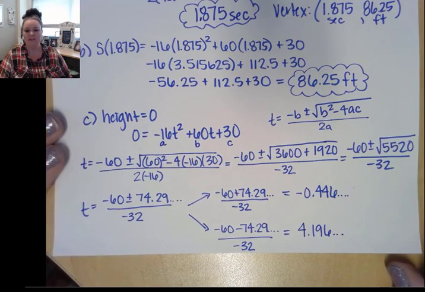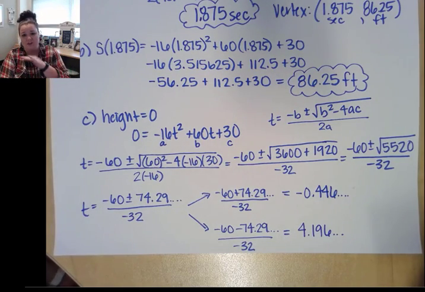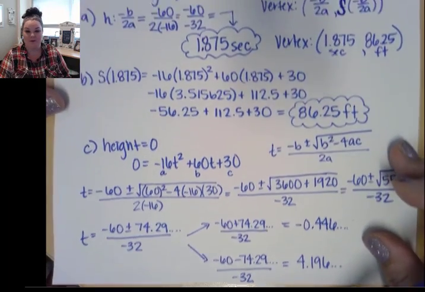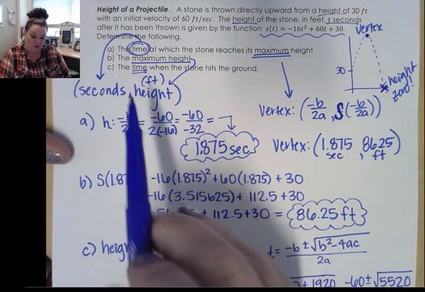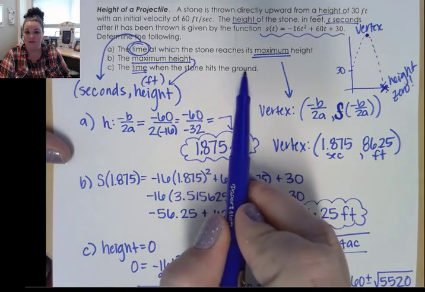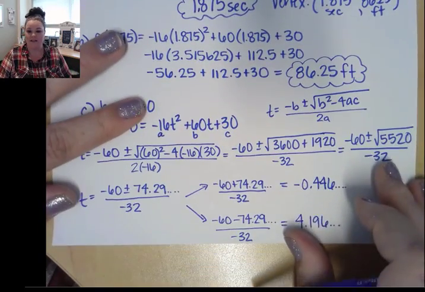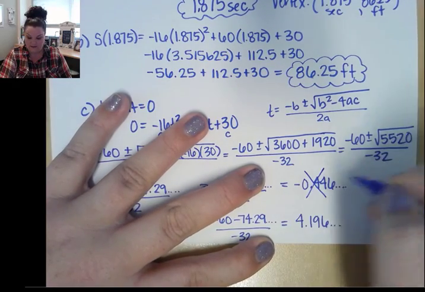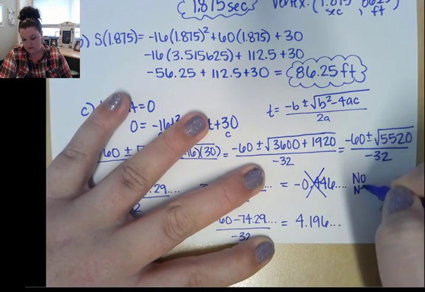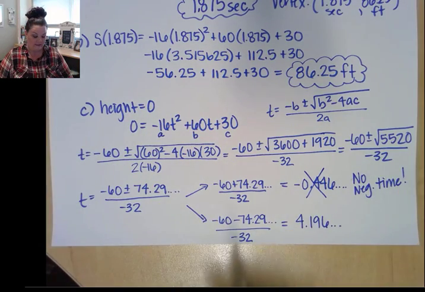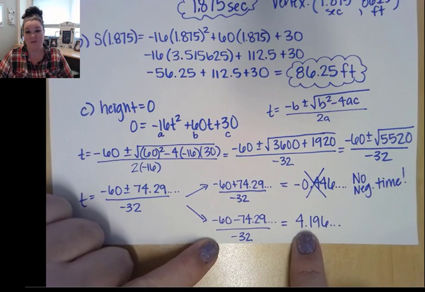Okay. And we're going to pause just for a minute because that was a lot of calculating, and we want to make sure that we know what it was we were solving for. So I'm just going to go back up here and read part C again. Remember, we're looking for the time when the stone hits the ground. So if we're looking for the time, I can't have a negative time, right? No negative time. So what we're saying is that this has to be our answer, right?